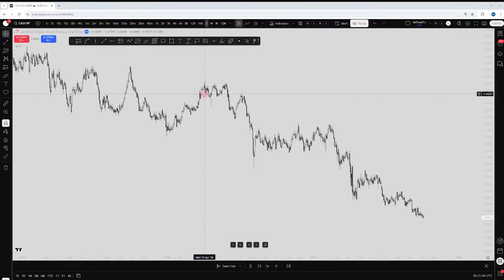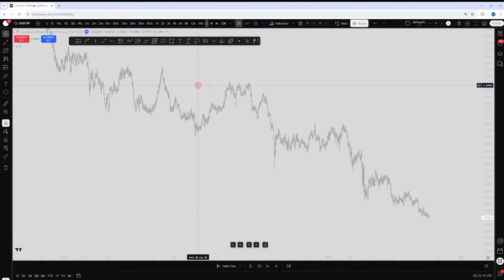And I'm going to be showing you how I used it, of course, in confluence with my own strategy to catch a very nice trade. And I'm just going to quickly do a top-down analysis for you so you can see. So this is what I have for CADCHF. Obviously, this is my daily time frame.